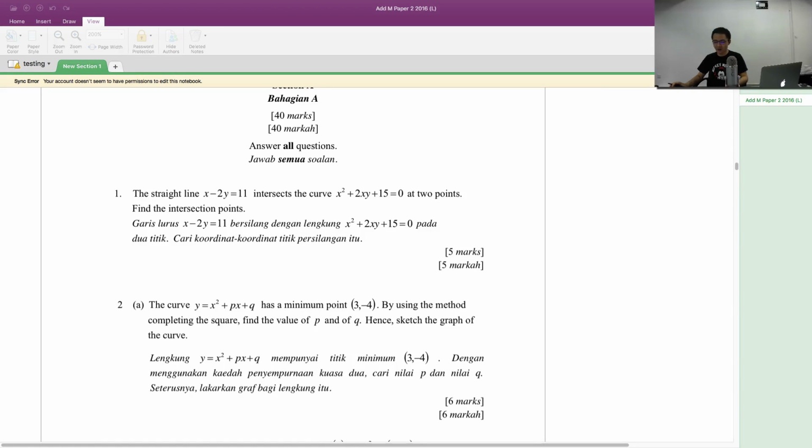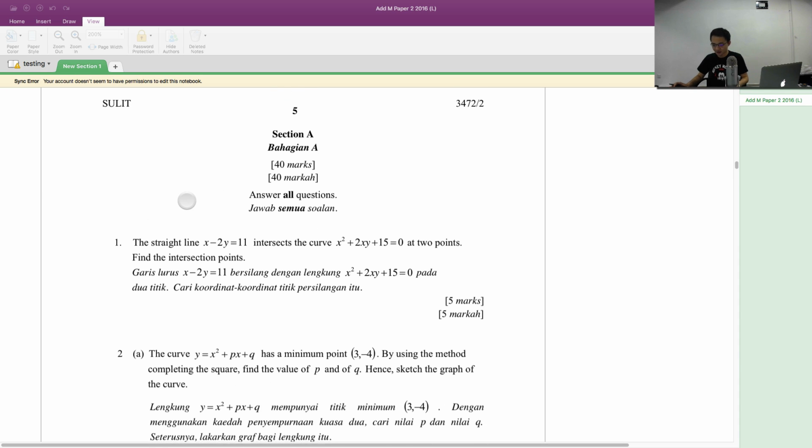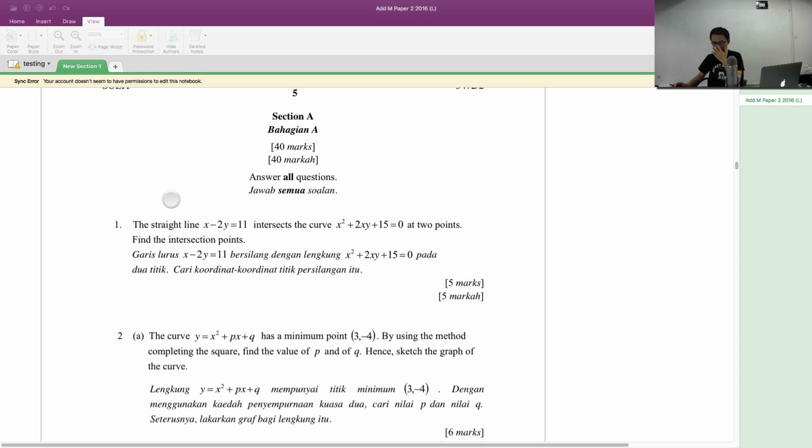Alright, so today we'll discuss the MF tri-paper. This one is for Negeri Sembilan, and this one is paper 2. Let's have a look at the first question.